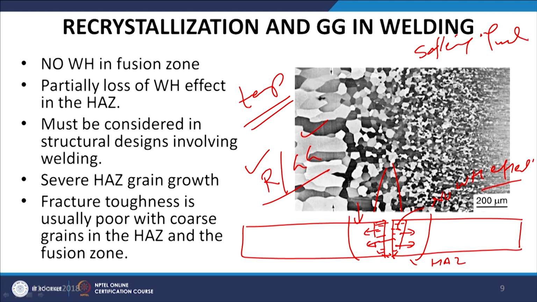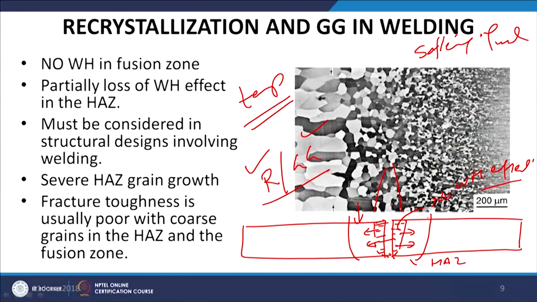So, depending upon the amount of heat which is being supplied to the heat affected zone, the loss of work hardening effect can be partial or complete. As we approach towards the fusion boundary, the extent of the work hardening effect will be decreasing, while going away from the fusion boundary, the extent of the work hardening effect which will be left will be more because of reduced recrystallization and reduced grain growth tendencies.